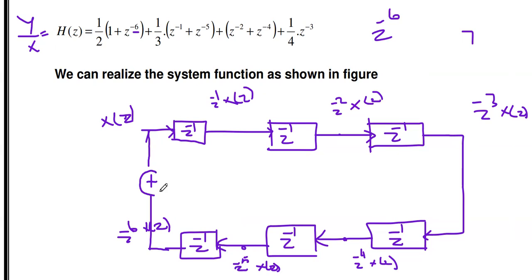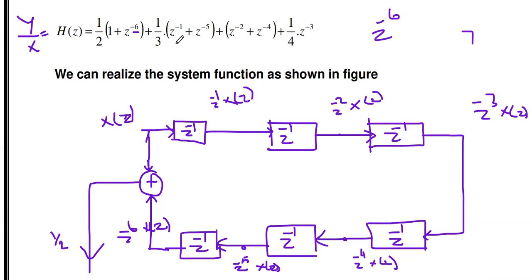You just add using one adder. For the first adder, we are giving x of z directly and z power minus 6 into x of z. So we got the output 1 plus z power minus 6 into x of z. That value we have to multiply with the constant 1 by 2. So the output of this adder you take and multiply it with 1 by 2. Okay, so we got the first term.